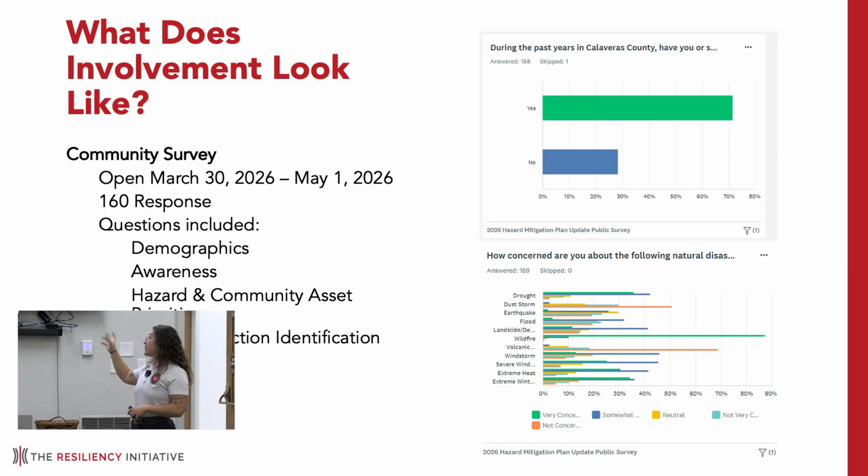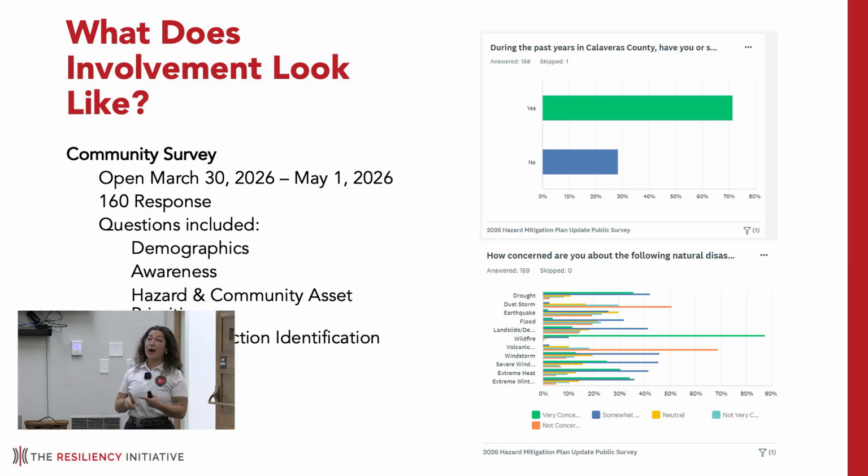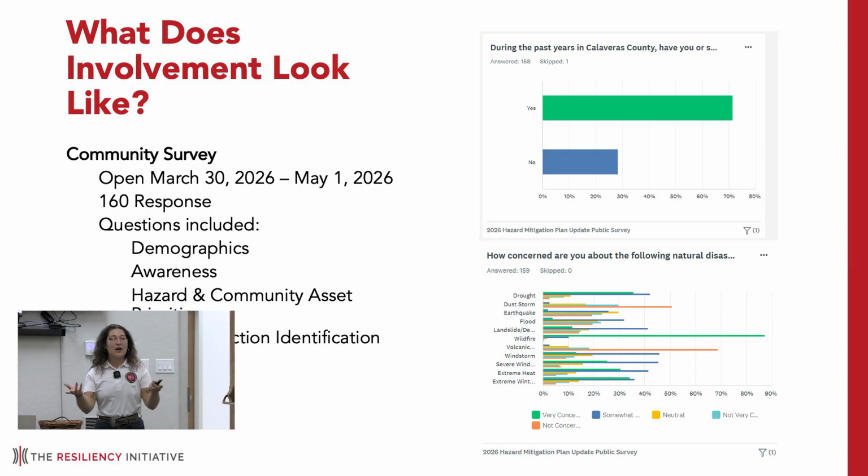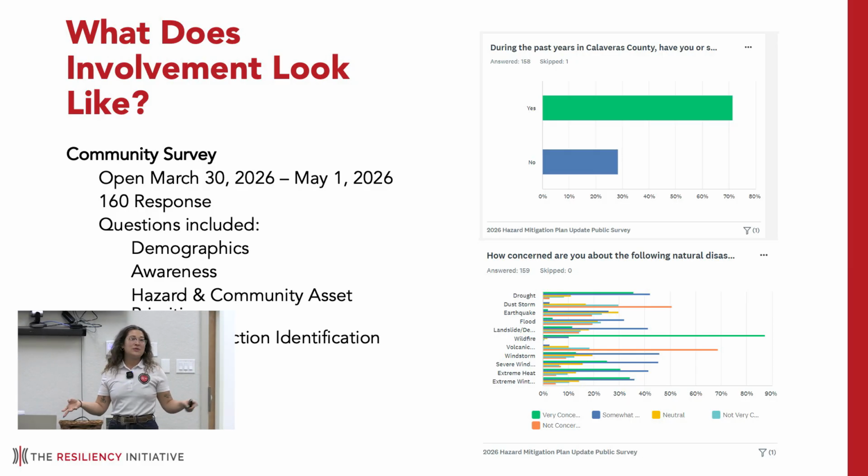And typically, we ask questions around demographics, right? So we didn't ask people in the survey to give me their favorite summertime snack. That didn't seem relevant. But we did ask them what community they live in. Also awareness, so asking people if they're aware of what a hazard mitigation plan is. And then also looking at hazard and community asset priorities and mitigation action identification.